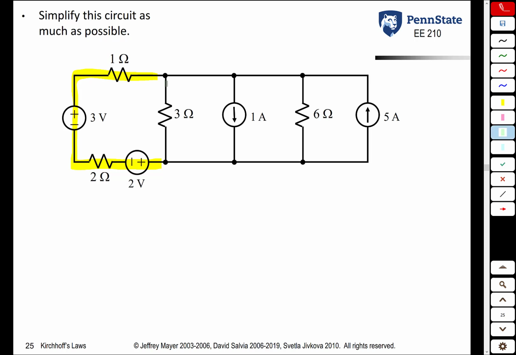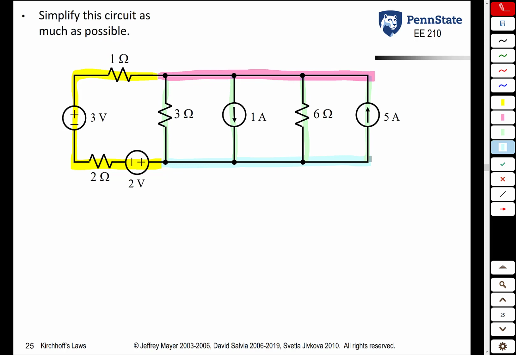Likewise, this 3 ohm resistor, this 1 amp source, this 6 ohm resistor, and this 5 amp source are all in parallel. Why are they in parallel? Because they share the same two nodes. There's this node on top that's pink. There's this node on bottom that is blue.